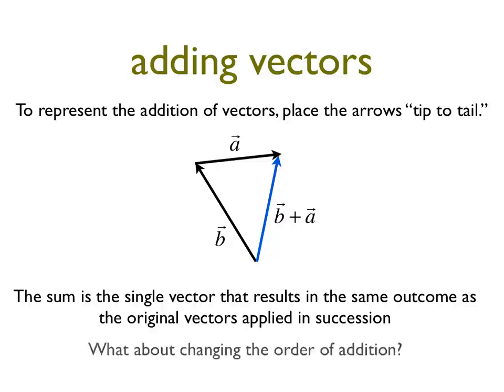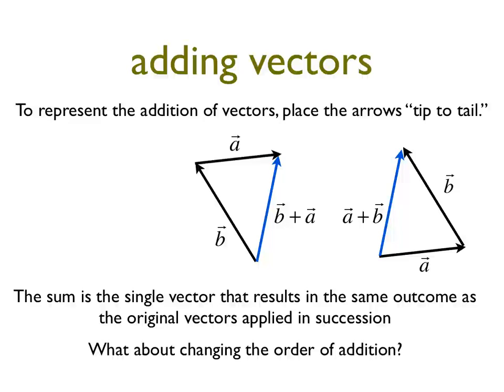Okay, so what about if we did A plus B? What if we change the order of addition? So I can... that's the exact same vector there, just moved over here. There's A. And now we're going to do tip to tail. Put the tail of B at the tip of A. And then A plus B would be, again, as the crow flies.